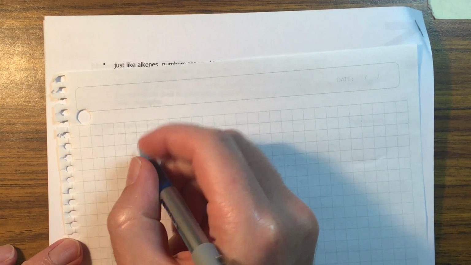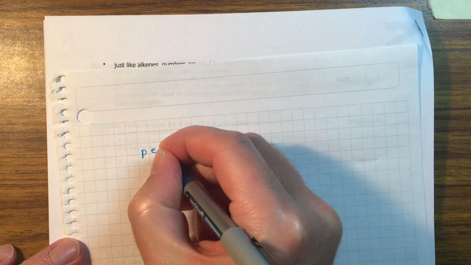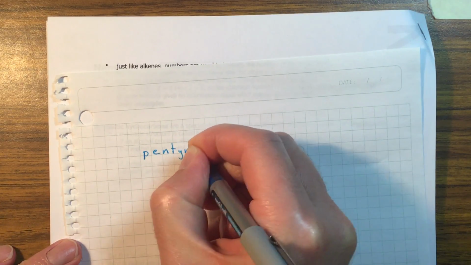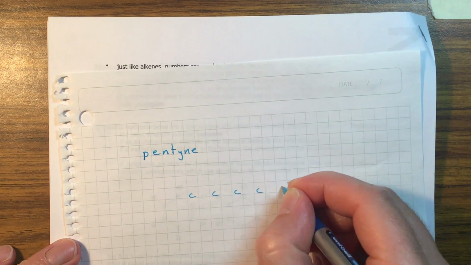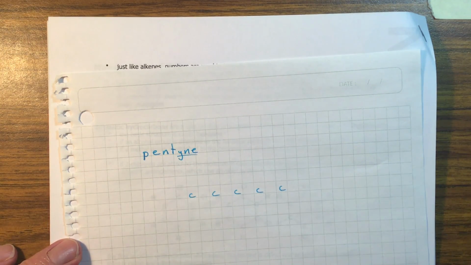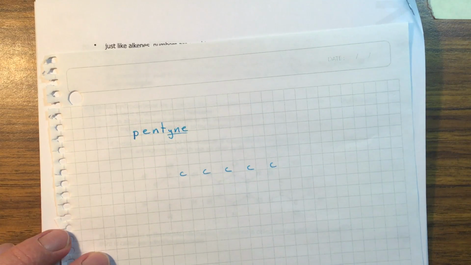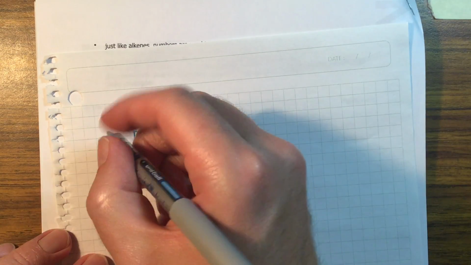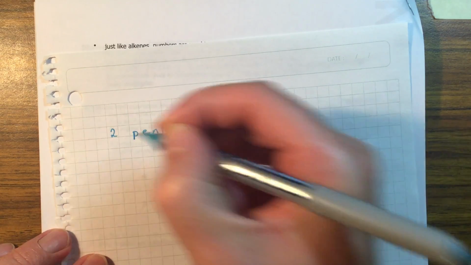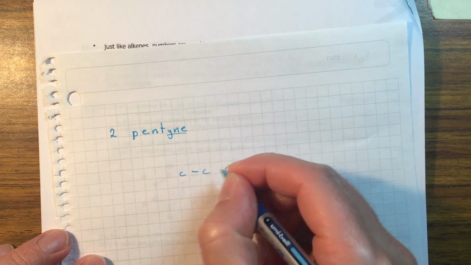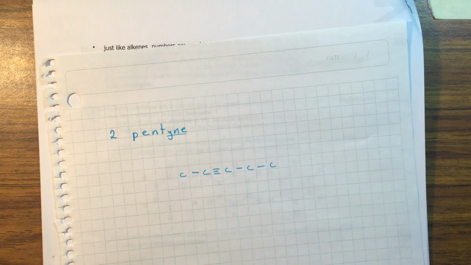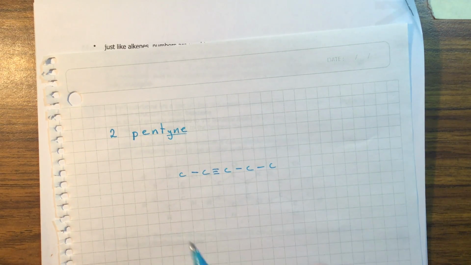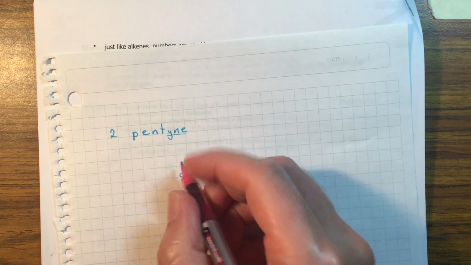We're going to look at pentyne. 5 carbons. 1, 2, 3, 4, 5 carbons. A triple bond somewhere. Well, where is that triple bond? Well, that triple bond is determined by a number in front, 2-pentyne. So single bond, triple bond, single bond, single bond. So now we fill it up with hydrogens.